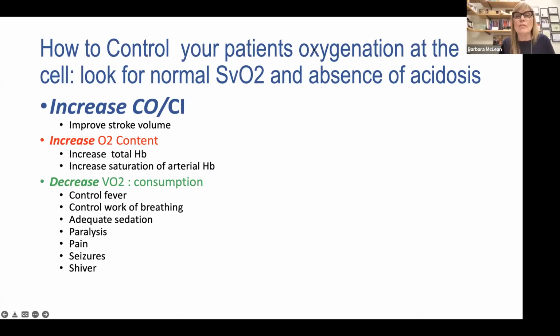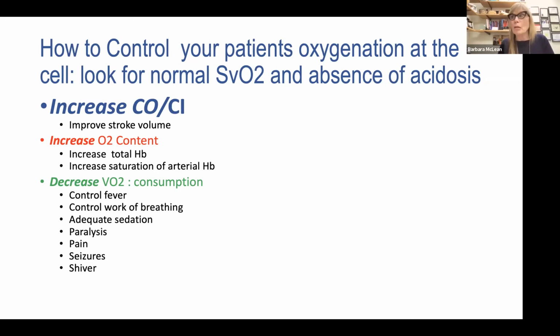Look for normal SvO2 in the absence of acidosis, and that's what drives your practice. Number 1, always first, always second, always last, always, always. Increase the cardiac output by improving stroke volume, and inotrope. Increase the oxygen content, if possible, by giving packed red cells and increasing the saturation of that arterialized hemoglobin. And then always, always in conjunction, reduce the demand or consumption of oxygen. Control the fever, control the work of breathing.